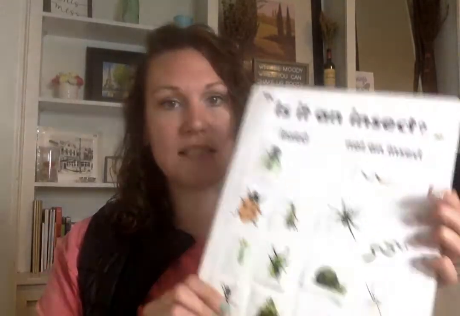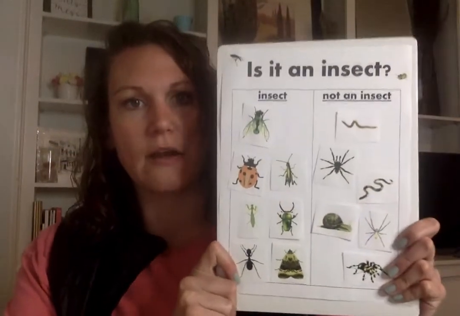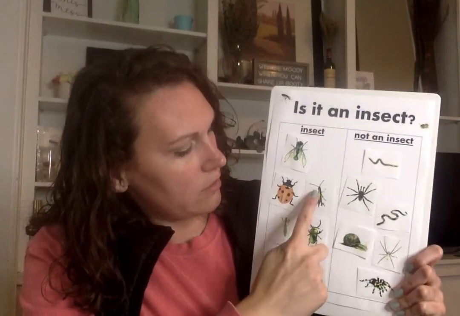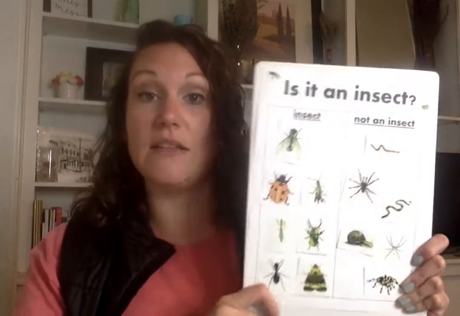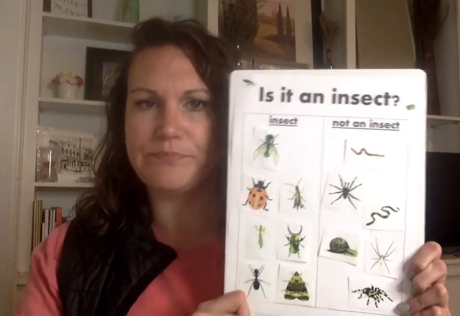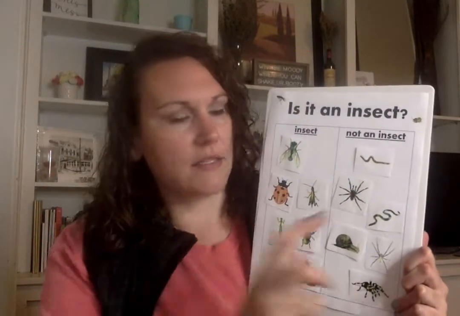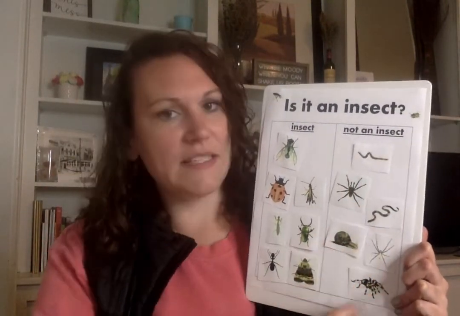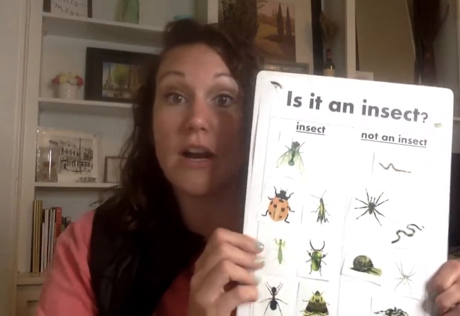All right, let's see. Which one has more? Let's count. How many insects do we have? 1, 2, 3, 4, 5, 6, 7. There are 7 insects. Let's see how many are not insects. 1, 2, 3, 4, 5, 6. So there are more that are insects.